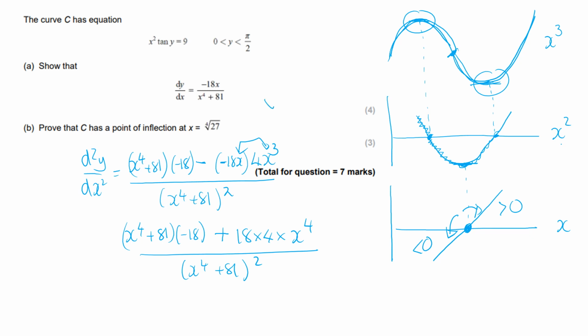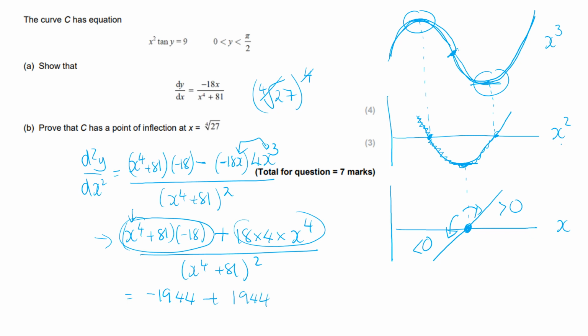Now when I feed in my fourth root of 27, when I raise that to the 4, they're going to cancel, so all the x to the 4s are just going to be 27. Now when you put 27 into that numerator, this first term comes out to be minus 1944, and then we're plus the second term, with x as the fourth root of 27, which comes out to be 1944. So we can see the numerator is going to equal 0, so the second derivative equals 0 at x equals the fourth root of 27. So therefore we've got a point of inflection.